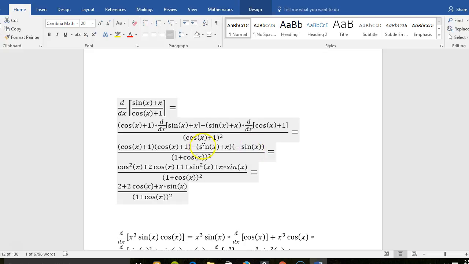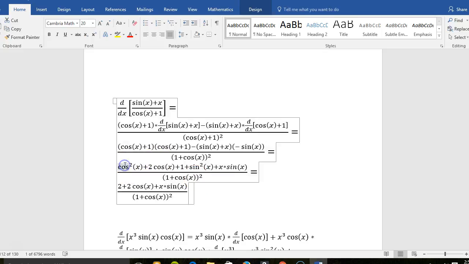Distribute this sine x across this guy and this guy. So sine x times sine x is sine squared x, and then sine x times x is just x sine x, right here. And then all that over low squared from before. Okay, now what can we combine here?